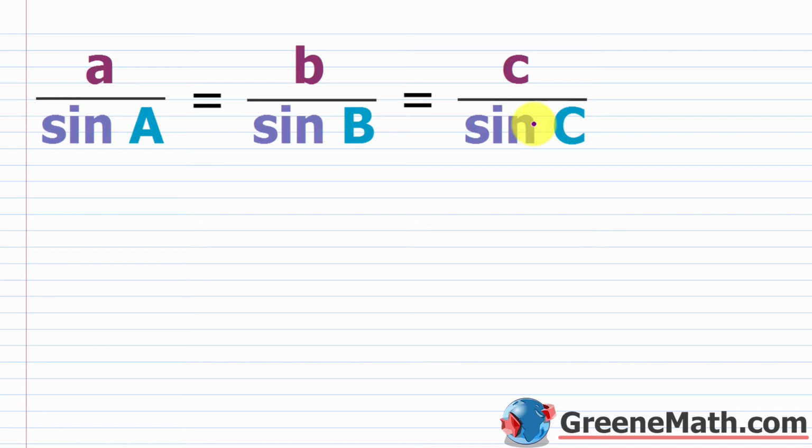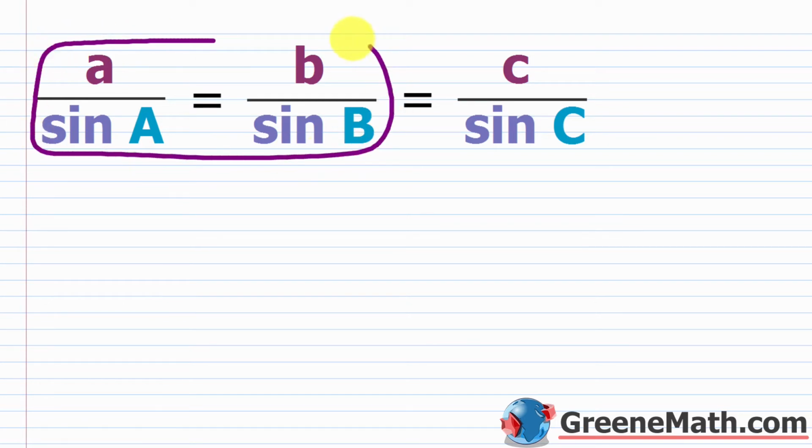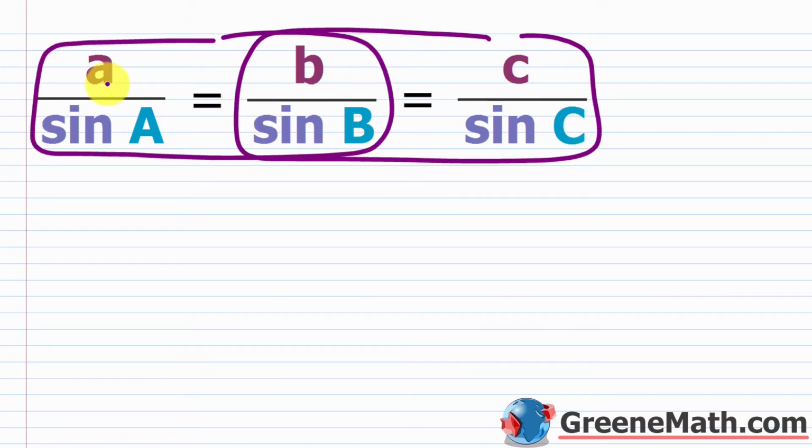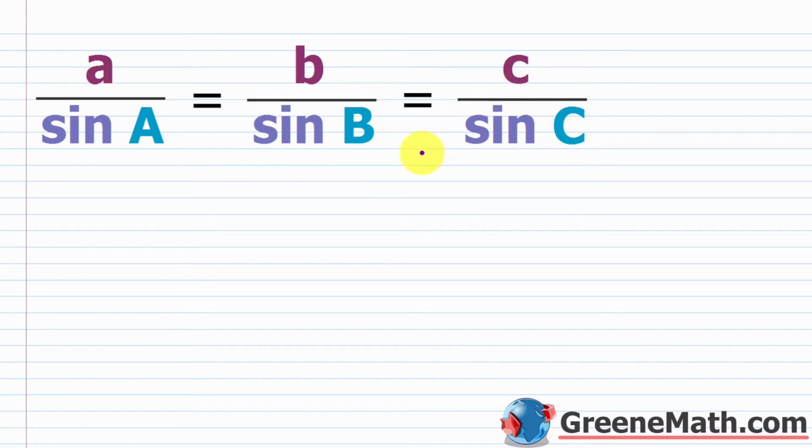First and foremost, let's revisit the law of sines. We have a over sine of A is equal to b over sine of B, which is equal to c over sine of C. We just write this in a compact form. You're only going to use two of these at once. You might set these two equal to each other if you're trying to solve for something in there, or you might set these two equal, or this one and this one, whatever you need to do. So you're only going to use two at one time.